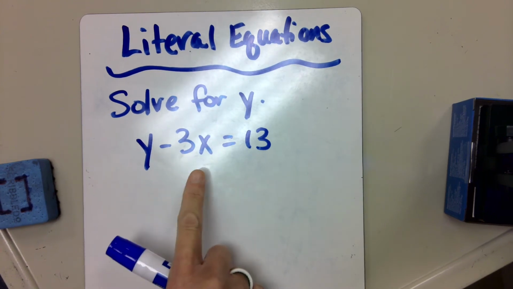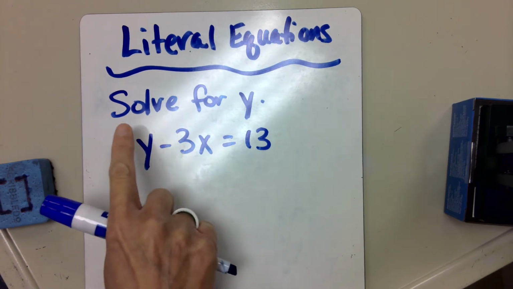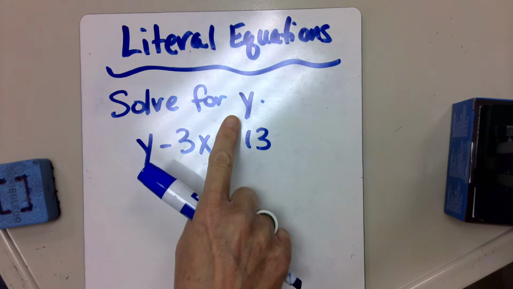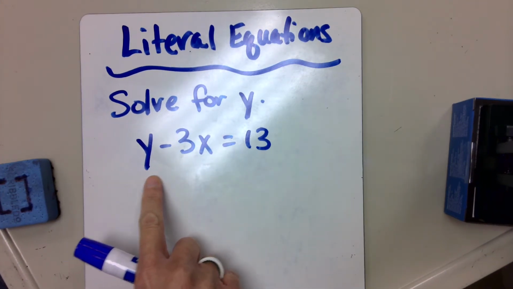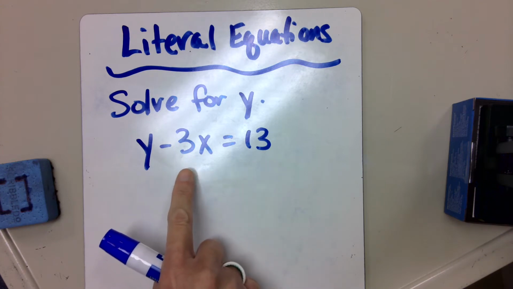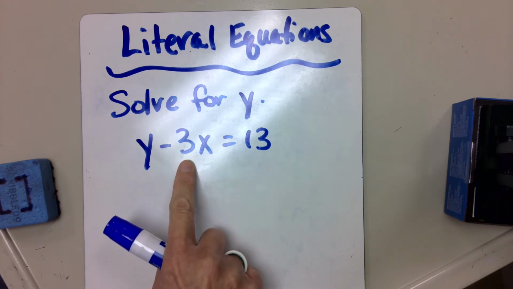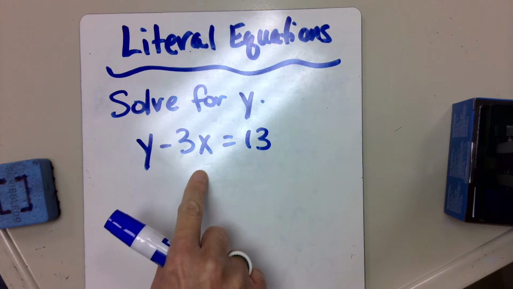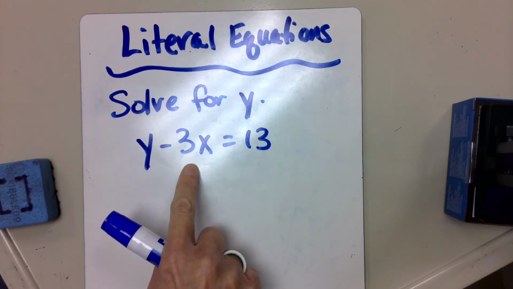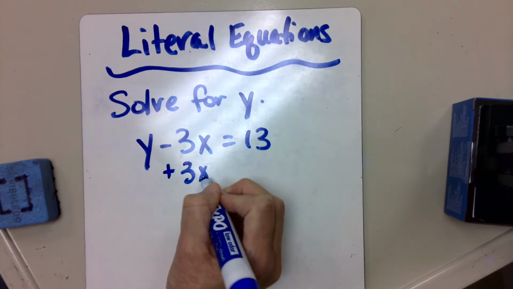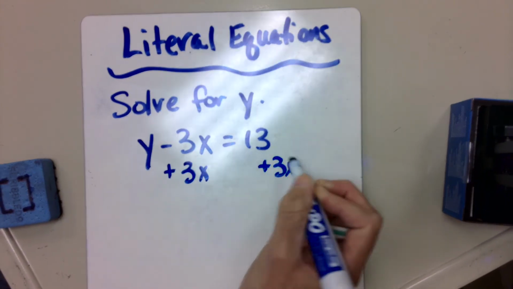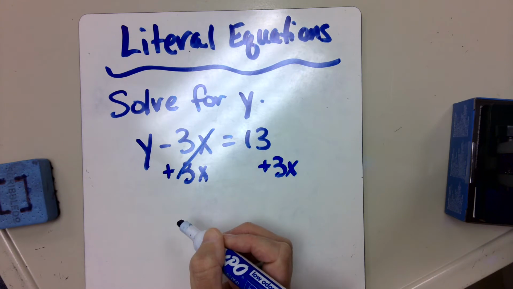So the first thing you need to know is which one are we solving for, and it'll be in the directions. So they want you to solve for y, which means get the y by itself. So in this equation, the only thing you need to get rid of is this minus 3x, the whole thing. Now to get rid of a minus 3x, you need to add 3x. So we're going to add 3x to both sides. Now that did get rid of the minus 3x.